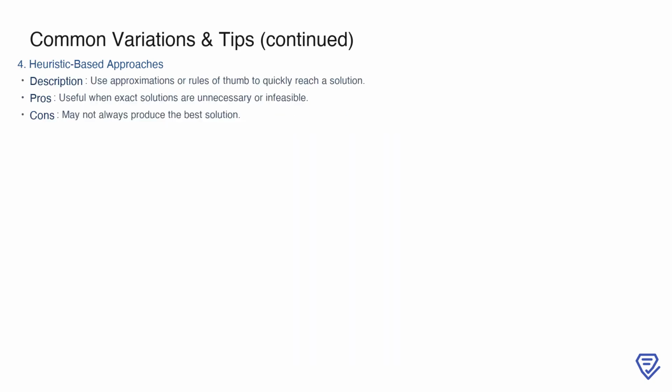Heuristic-based approaches offer another alternative. These methods rely on approximations or rules of thumb to arrive at a solution quickly. They are particularly useful when an exact solution is either unnecessary or infeasible due to time or resource constraints. The advantage of heuristics is their speed and simplicity, but the downside is that they don't always provide the best solution. These approaches are most effective in scenarios where a reasonable approximation is sufficient, and precision isn't a strict requirement. Understanding the trade-offs between these methods helps you choose the right strategy based on the problem's constraints and goals.